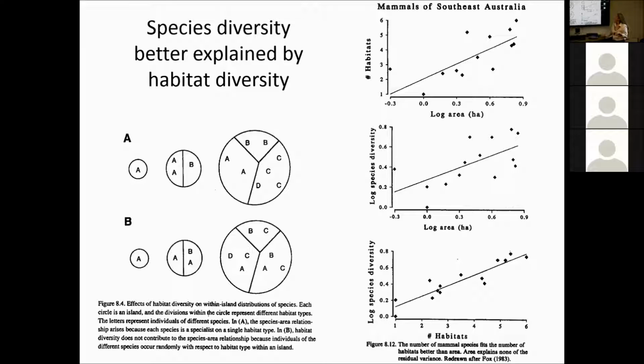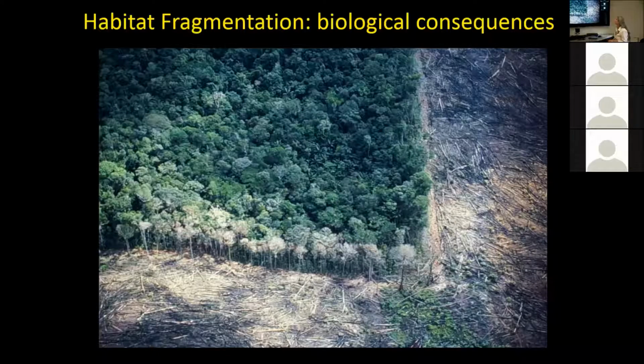But when you correct this relationship for habitat diversity, it turns out that it's the number of habitats that are predicting the increased mammal species richness rather than area. The habitat diversity was more important in this case than area in building that relationship between the number of species. So habitat diversity may be a really key component of the relationship that you see.